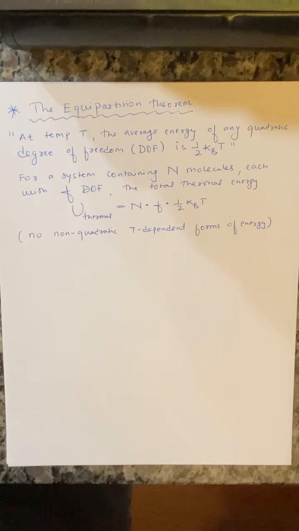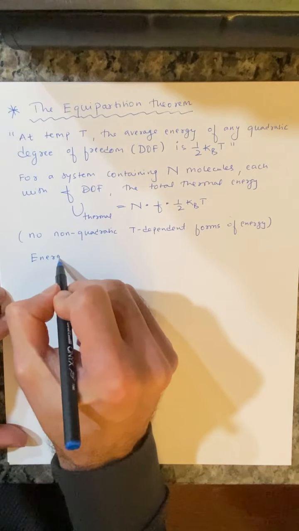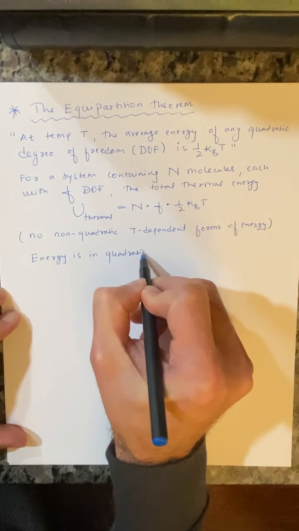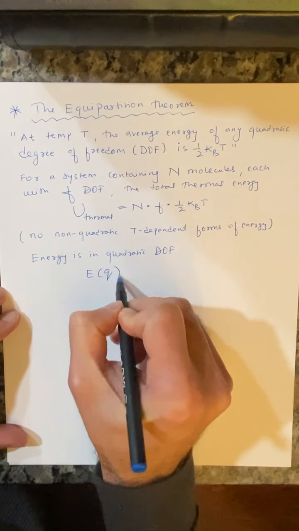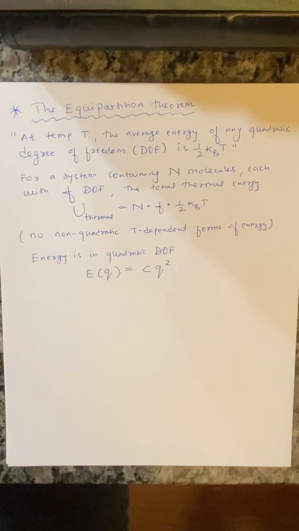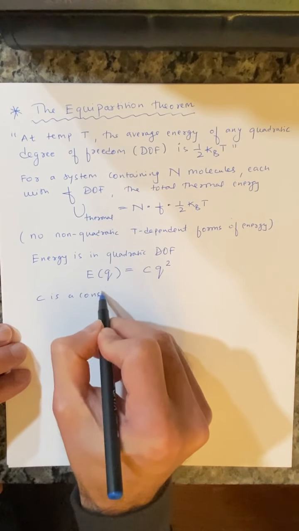Right? So obviously we know this. The equipartition theorem doesn't apply to all systems. It can only apply to systems whose energy is in the form of quadratic degrees of freedom. What is this form? Let's put this down explicitly now. Energy is in quadratic DOF. In this case, let's define that as E of Q is equal to C Q squared. Quadratic term, right? And here, C is a constant coefficient, obviously.